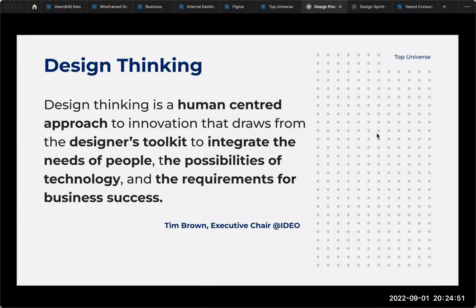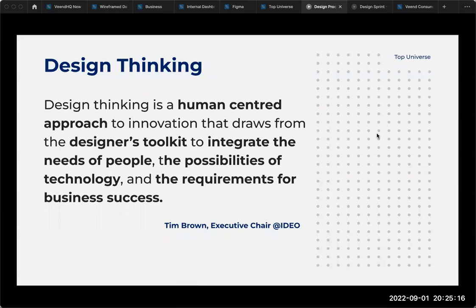So now, what is design thinking? Design thinking is a human-centered approach to innovation that draws from the designer's toolkit to integrate the needs of people, the possibilities of technology, and the requirements for business success. This was its definition by Tim Brown, executive chair at IDEO. Now, IDEO is a big design agency, well respected in the world.